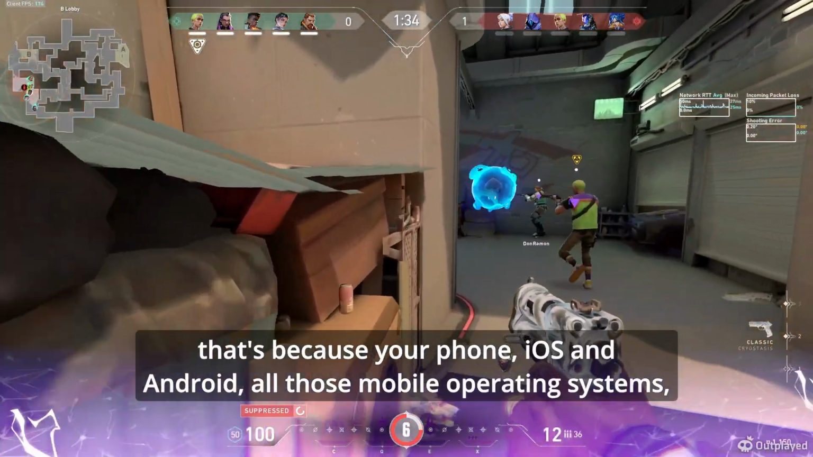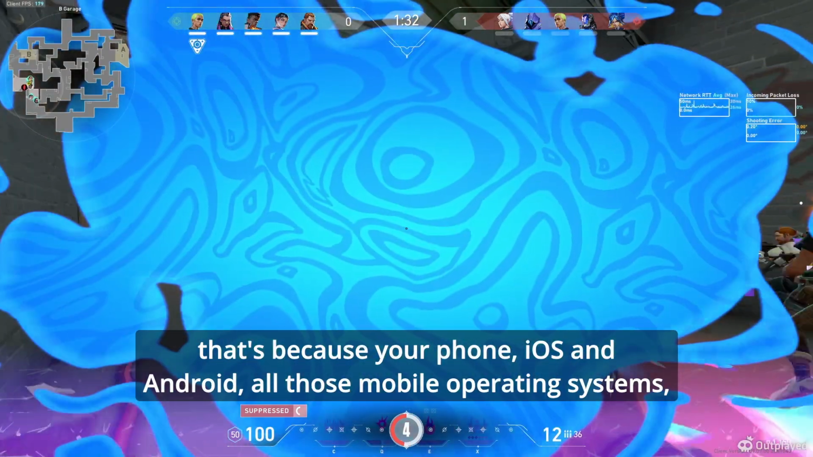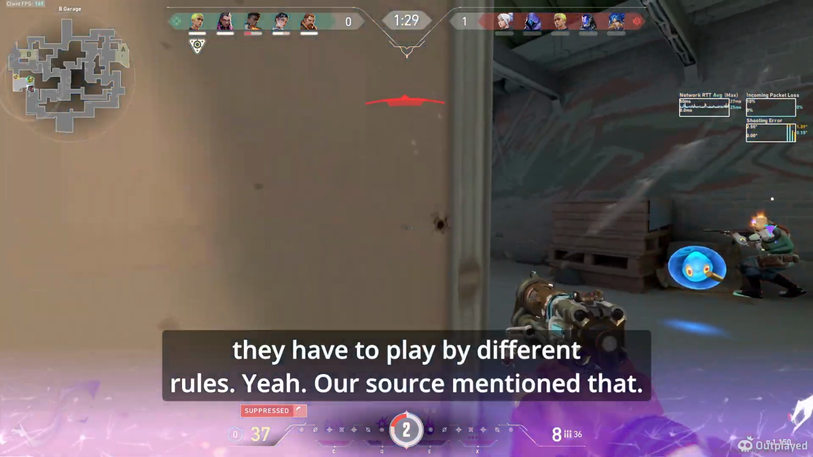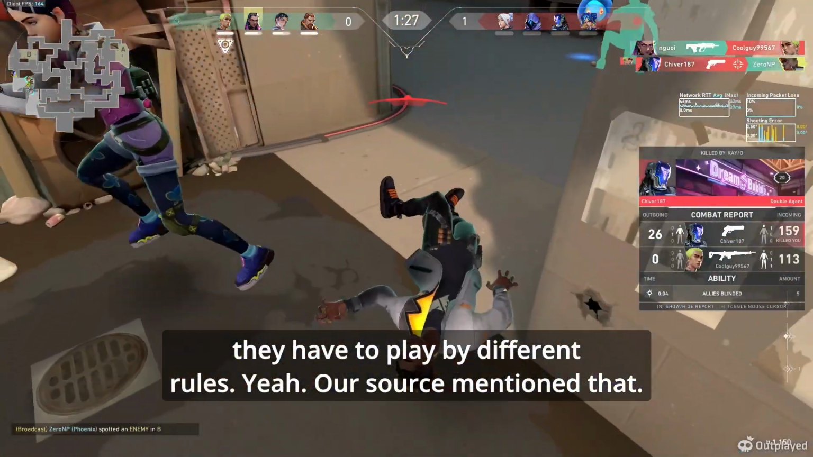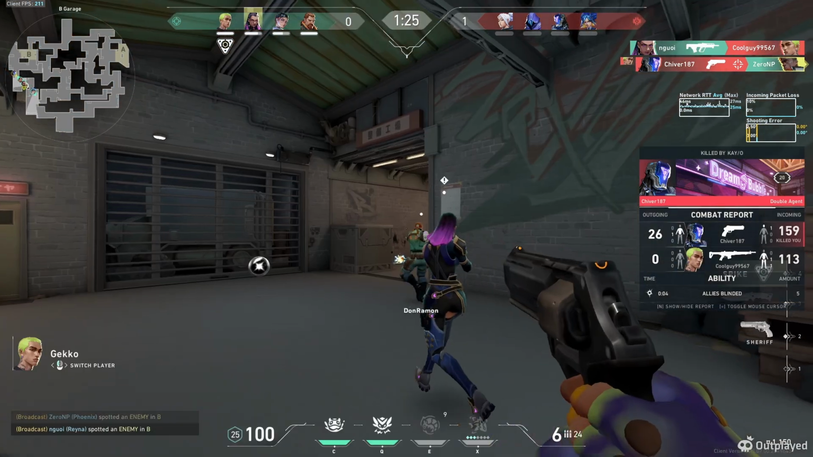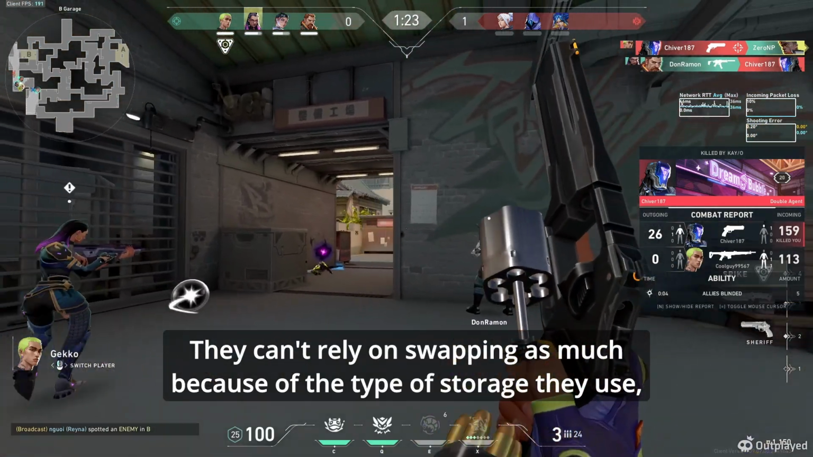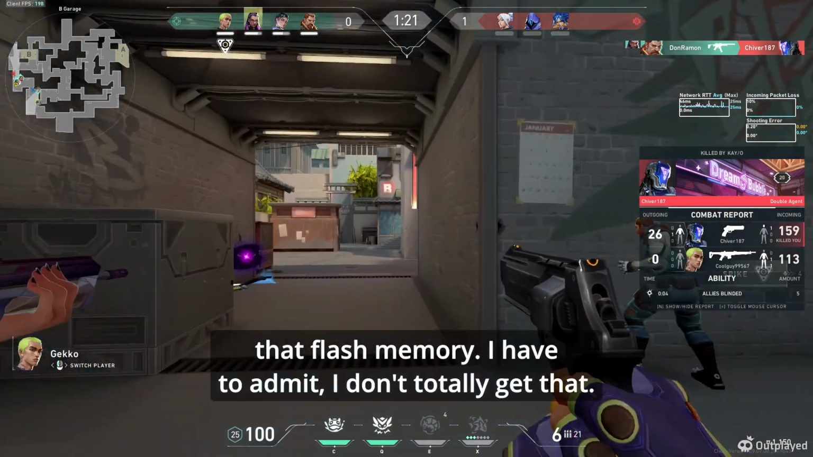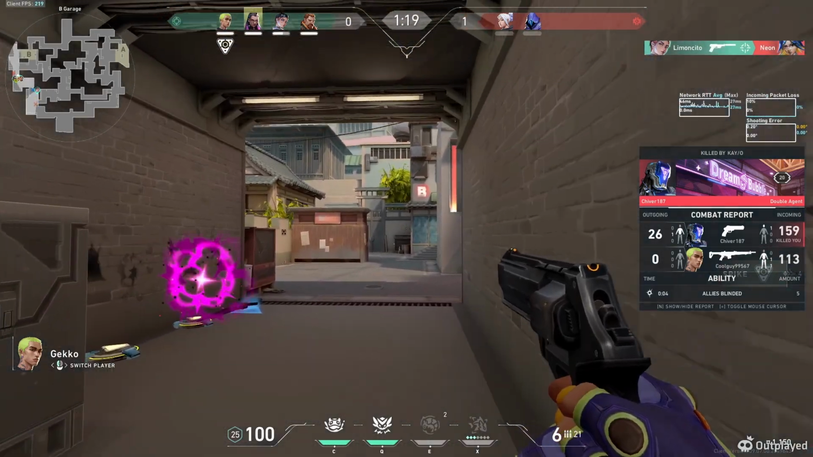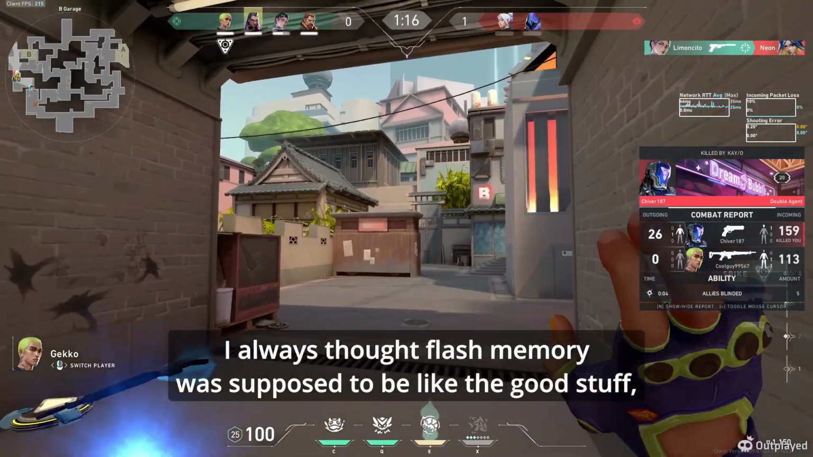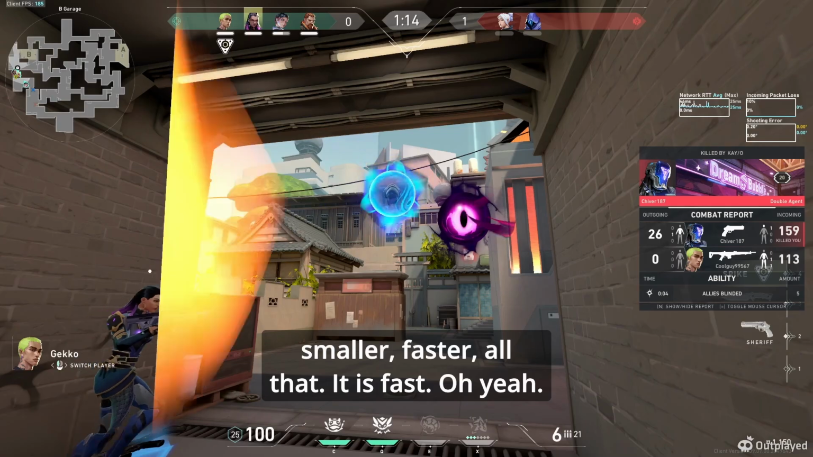See, that's because your phone, iOS and Android, all those mobile operating systems, they have to play by different rules. Yeah, our source mentioned that. Something about flash memory, right? Exactly. They can't rely on swapping as much because of the type of storage they use, that flash memory. I have to admit, I don't totally get that. I always thought flash memory was supposed to be like the good stuff. Yeah. Smaller, faster, all that.